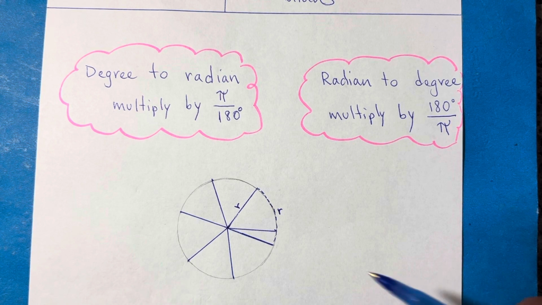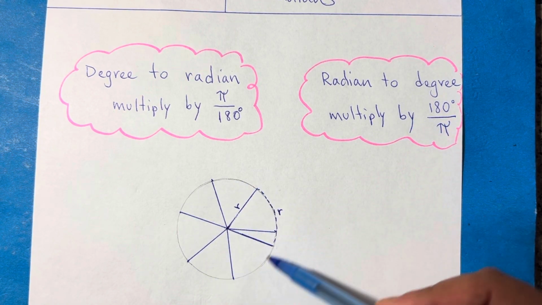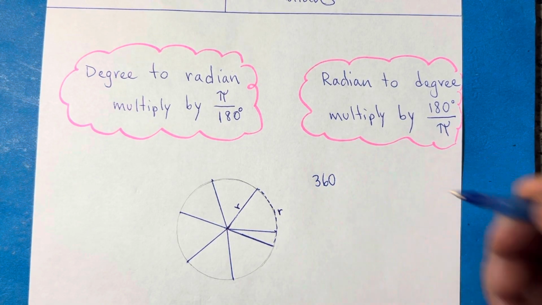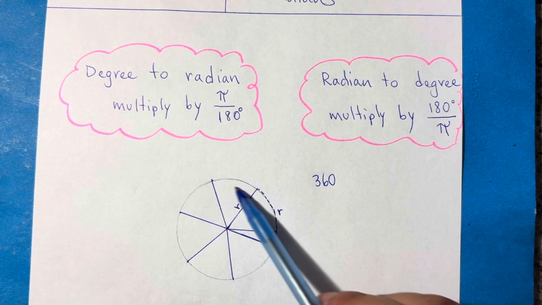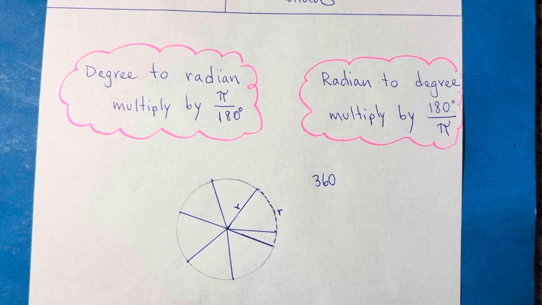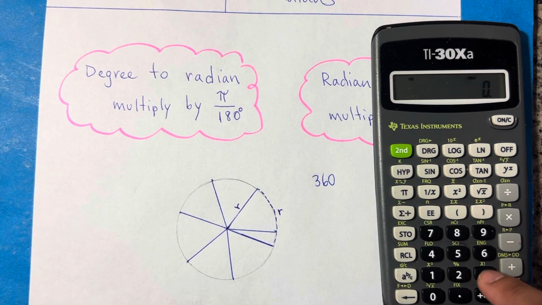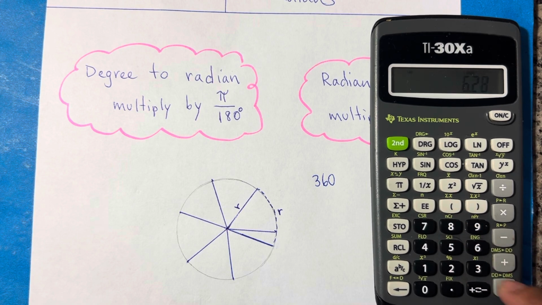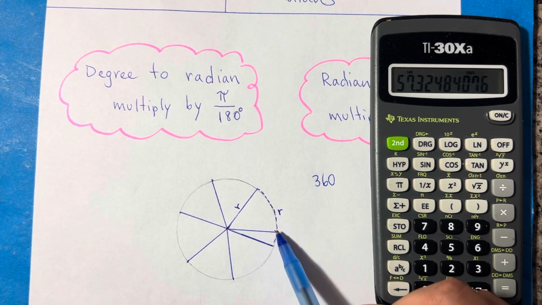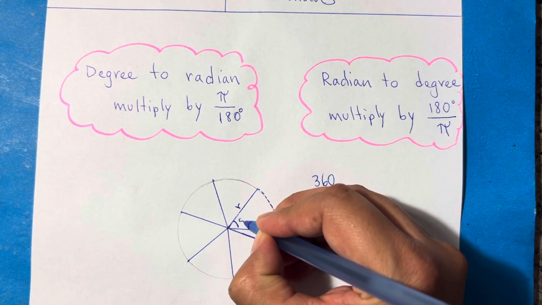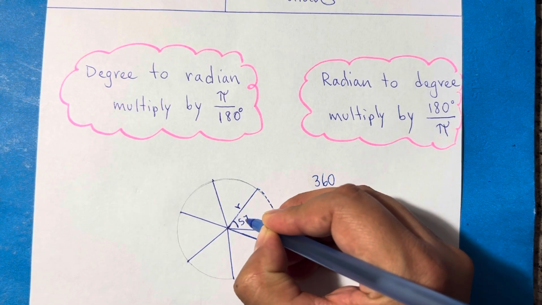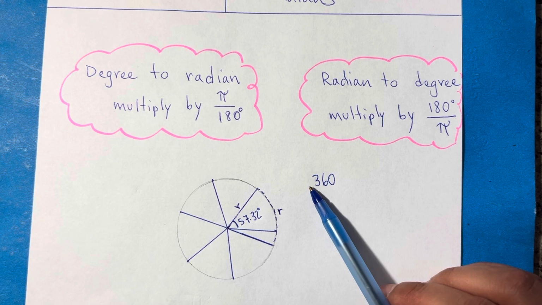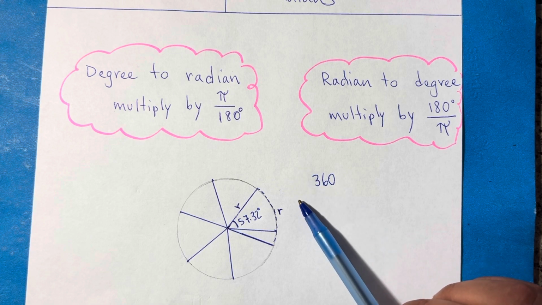One other thing that we need to know is that around a circle is always 360 degrees. And so if we divide 360 by that 6.28, in degrees, each of these ones will be 57.32 degrees. Okay.